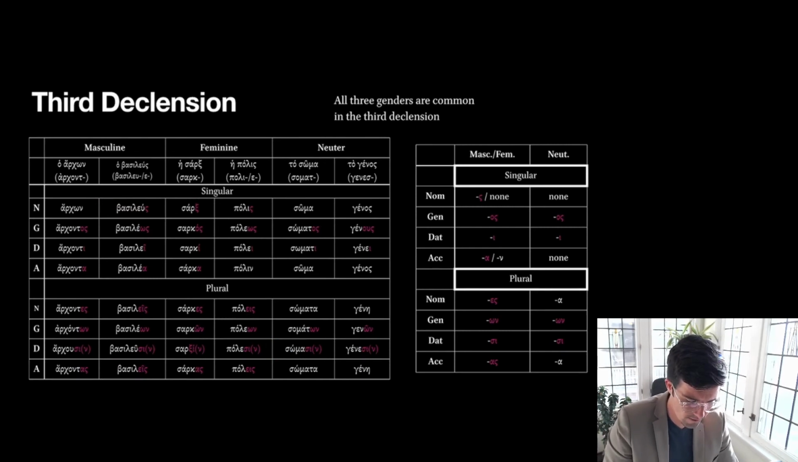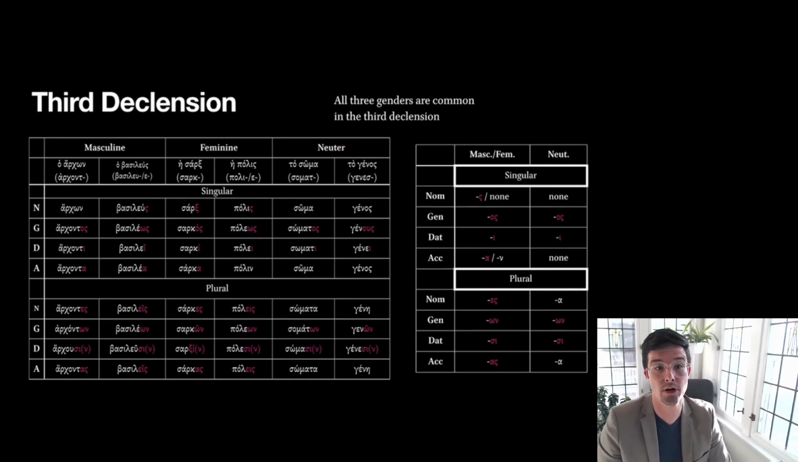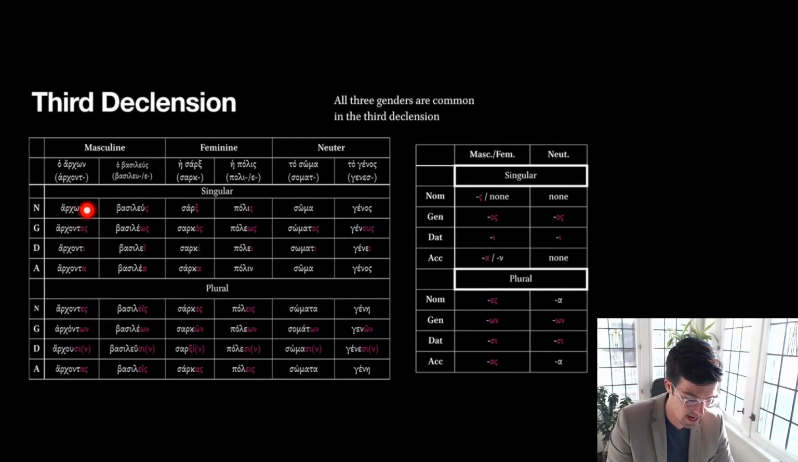So let's move over. Remember, we have masculine, feminine, and neuter genders represented by the third declension or contained within the third declension. This one was nominative, archon. So this is our nominative form. Ho basileus, the king, is another masculine word. You see the sigma used over here, added to the root.